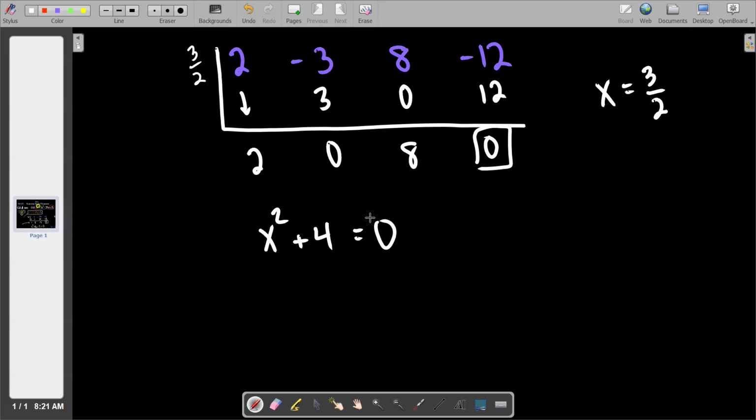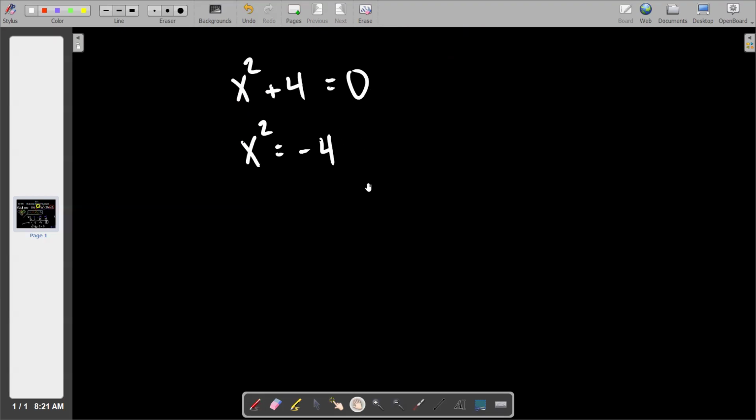Move the 4, which gives us right away, we know we're going to have i's in our answer because we're going to get a negative 4. And you can't take a real square root of a negative number. But we can still square root. That's fine. You can always square root. You just might get i's. No big deal. So we're going to get x equals positive or negative.